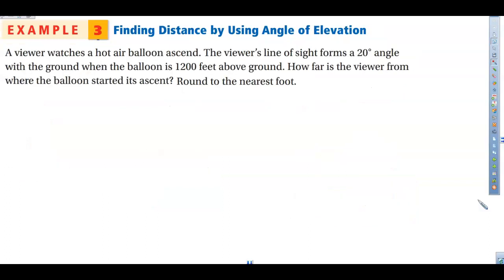Okay, we have a viewer watches a hot air balloon ascend. Now, ascend means that it is going up. All right, so we have a viewer and a hot air balloon. That is what we want to sketch. Again, I get to cheat with my clip art. But this is where we're going here. All right, so we know, again, everything with this chapter is we're creating those right triangles. So we're going to create the triangle between the balloon and the viewer.